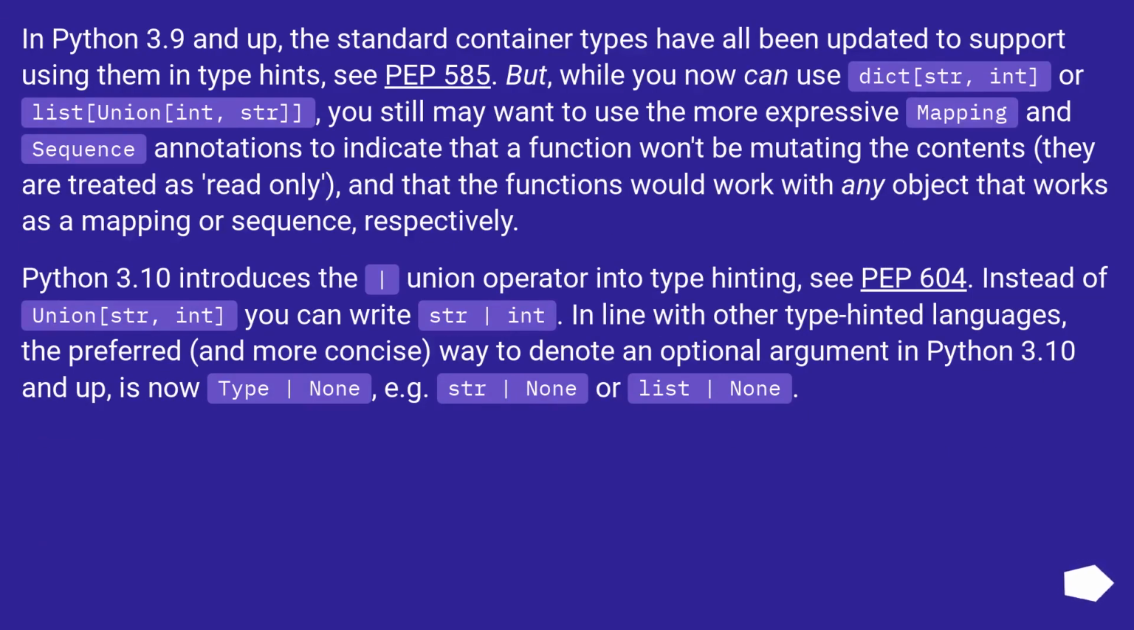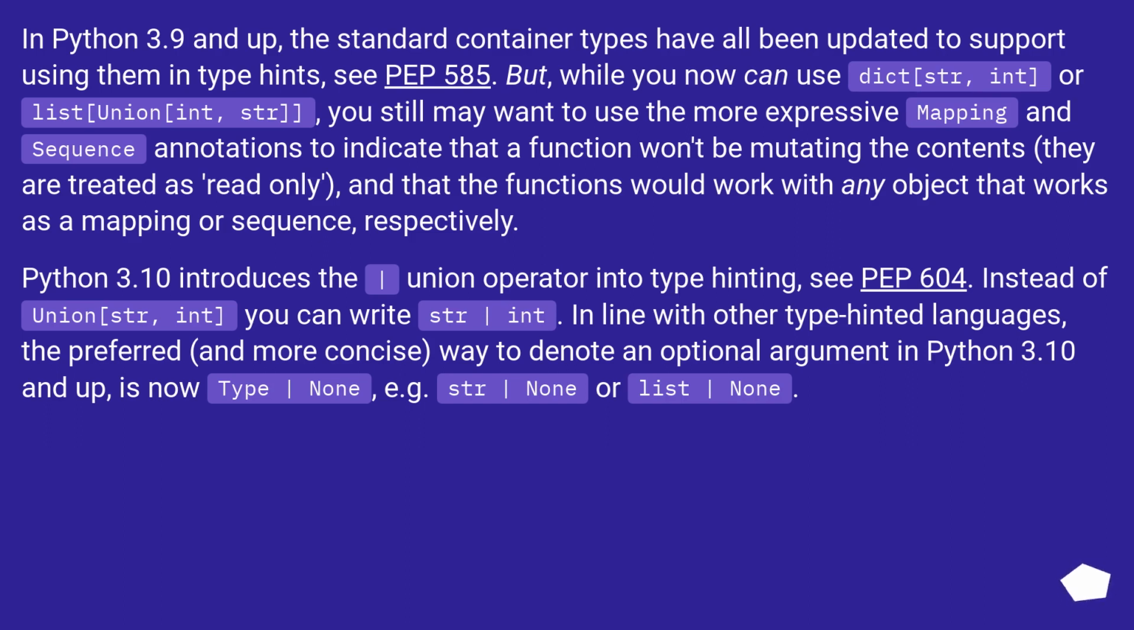In Python 3.9 and up, the standard container types have all been updated to support using them in type hints, see PEP 585. But, while you now can use dict[str, int] or list[Union[int, str]], you still may want to use the more expressive Mapping and Sequence annotations to indicate that a function won't be mutating the contents, they are treated as read-only, and that the functions would work with any object that works as a mapping or sequence, respectively.